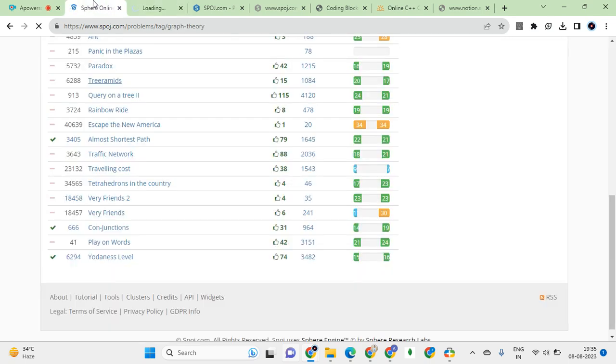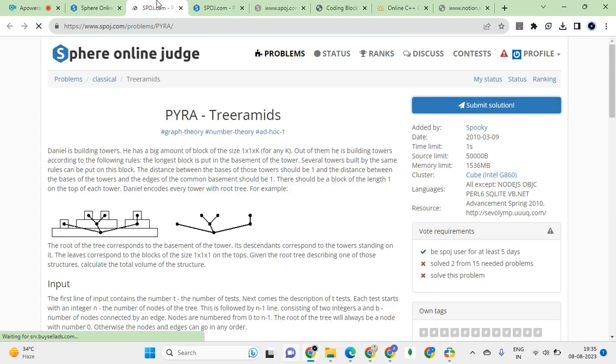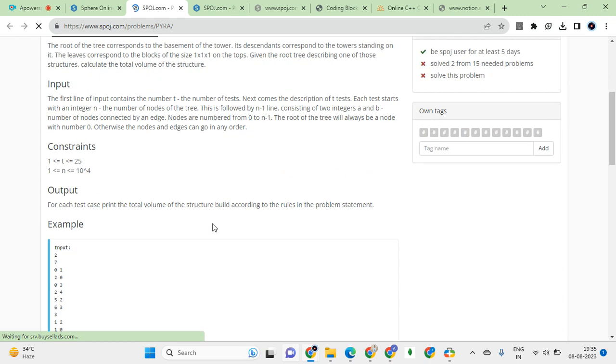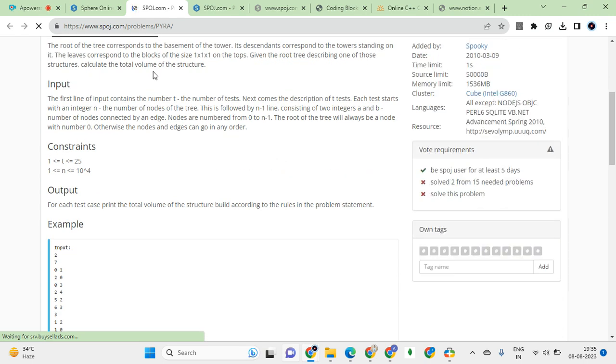Treeramids, or pyramids. This is Treeramids. Fine. So given T number of test cases, number n of nodes, and n minus one edges A, B. The root of the tree will always be node number zero, other edges can go in any order.